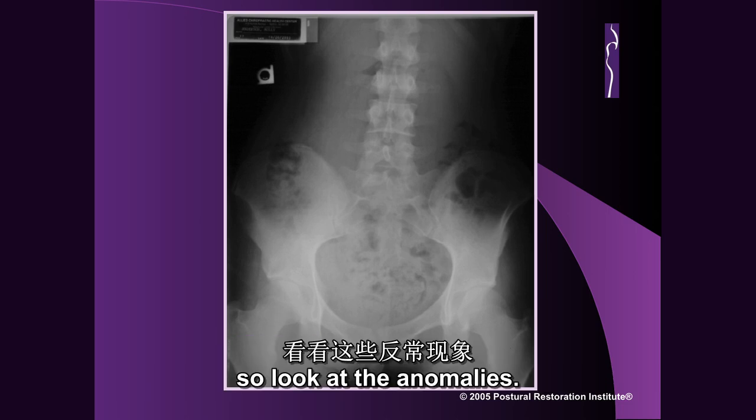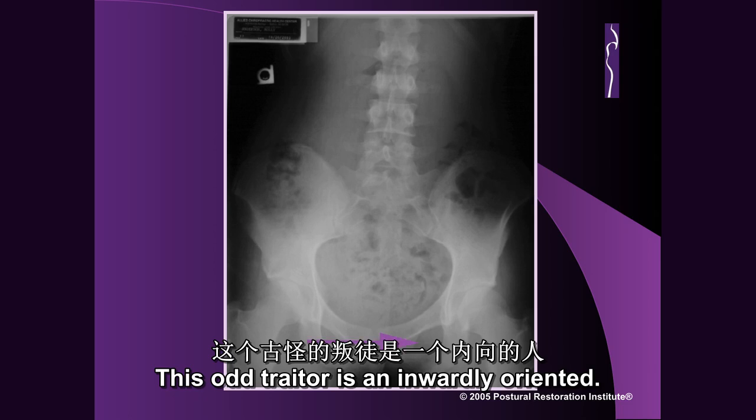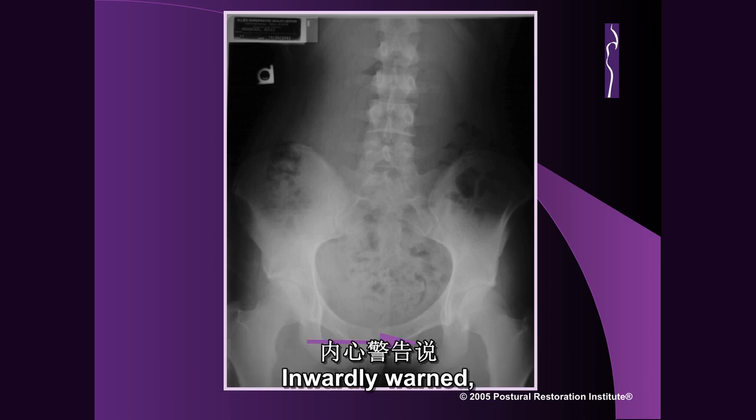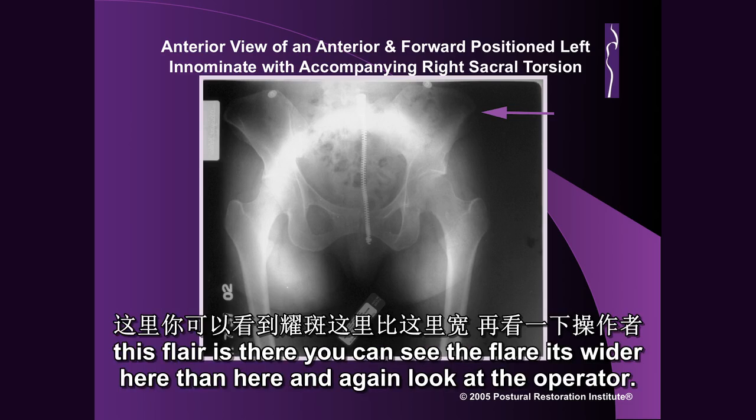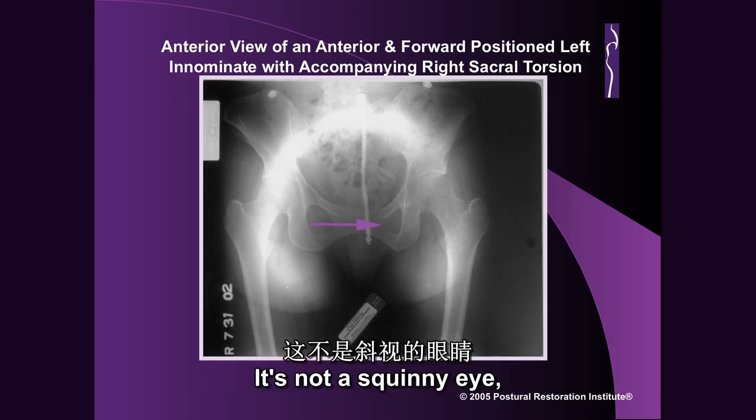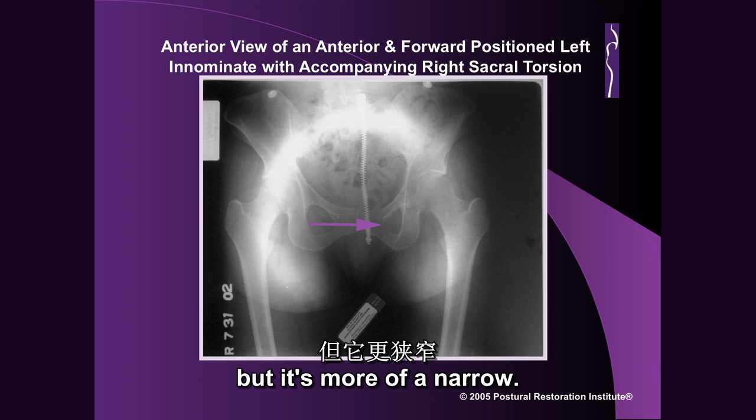Okay, so look at the anomalous. This obturator is inwardly oriented. This flare is there. You can see the flare. It's wider here than here. And again, look at the obturator. It's not a squinty eye, but it's more of a narrow eye.